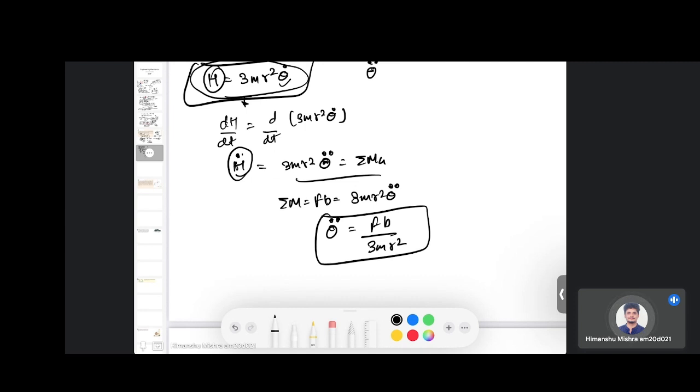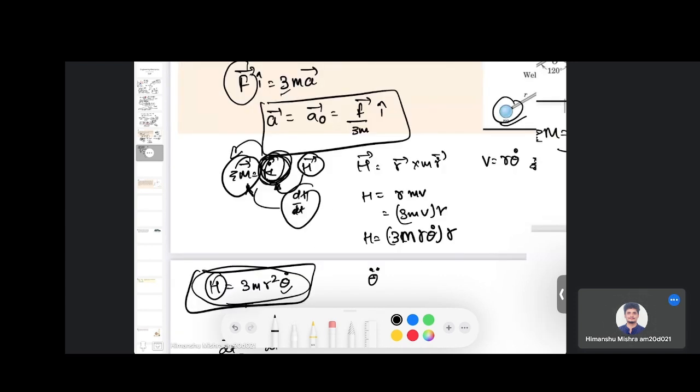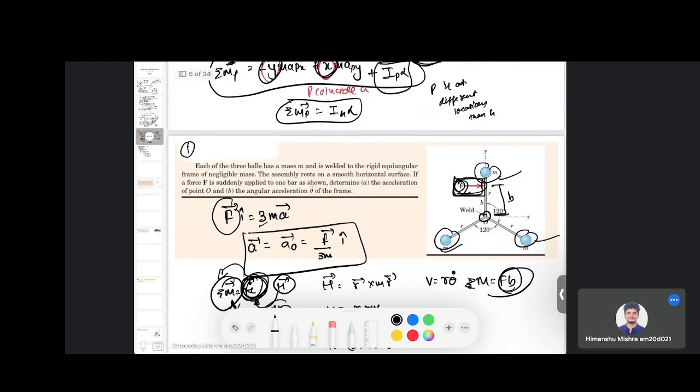So just to recap the problem, here we are given three balls of mass m, and there is an external force applied on the system, and we need to find the acceleration and angular acceleration of the system. To find the acceleration, given that we have one external force acting, it is a pretty much straightforward problem.